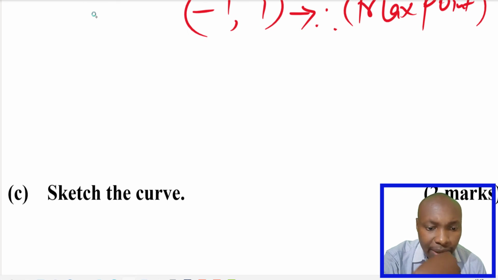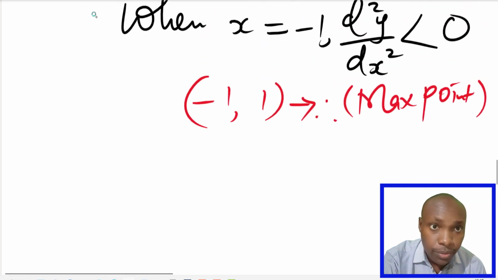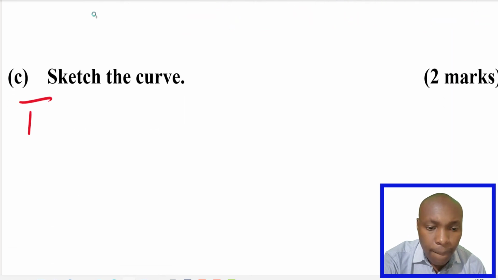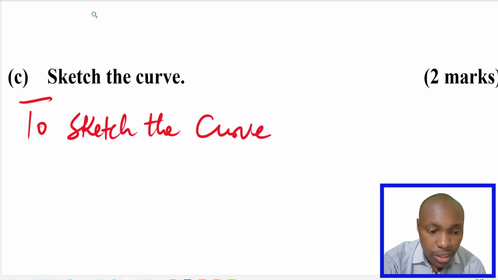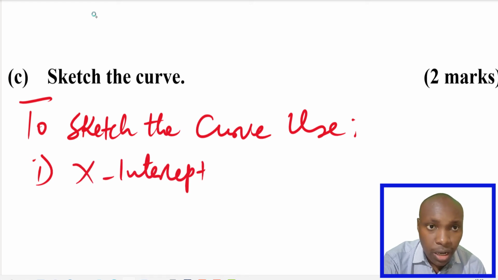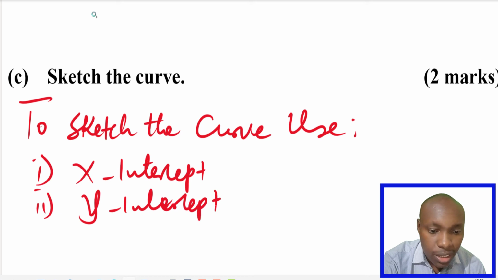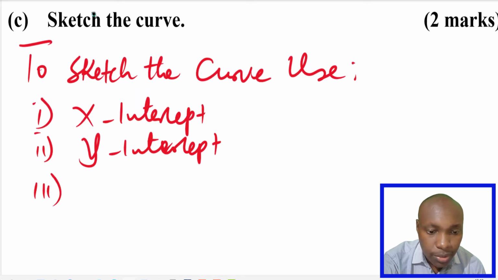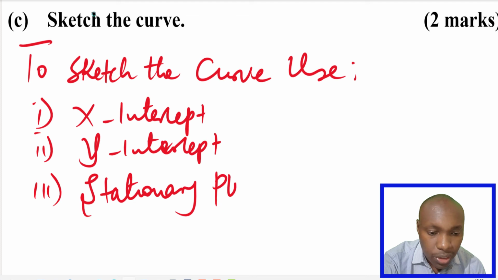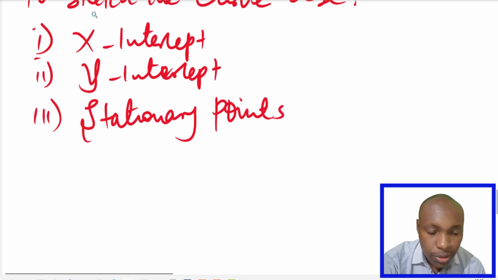Now let's go and sketch the curve. To sketch the curve, there are a number of things we need. When sketching, we don't draw the accurate curve where we need graph paper. We just need to sketch, and we need the x-intercept, the y-intercept, and the stationary points. The curve should contain these three elements.